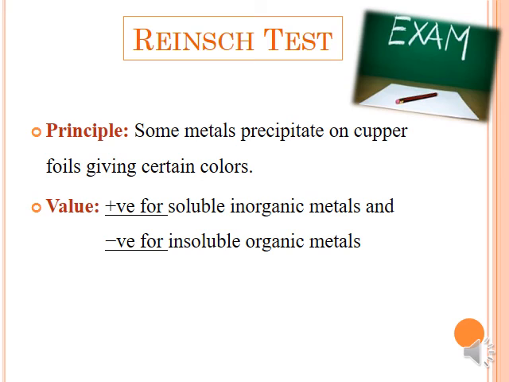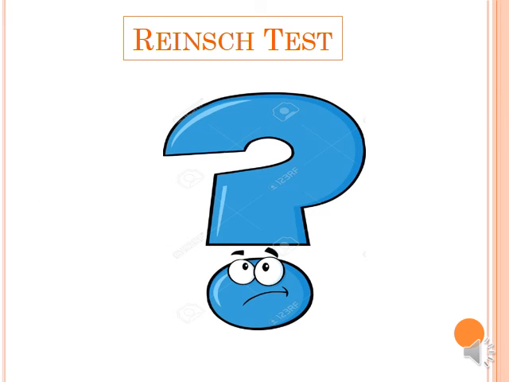The principle: some metals precipitate on copper foil, giving a certain color. And the value is positive for soluble inorganic metals and negative for insoluble organic metals.